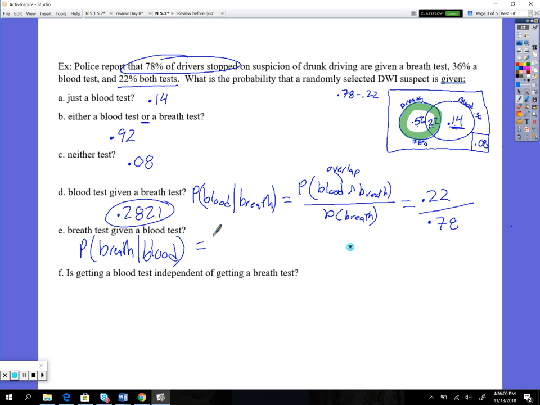That again translates to the probability of breath and blood divided by the probability of blood. Once again, the numerator is going to be 0.22. In the denominator, the probability of blood is 36%. When we divide that out, we should get 0.611. Alright, so now the last question here is getting a blood test independent of a breath test?